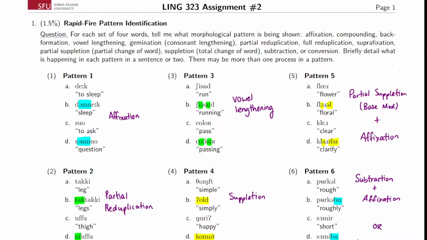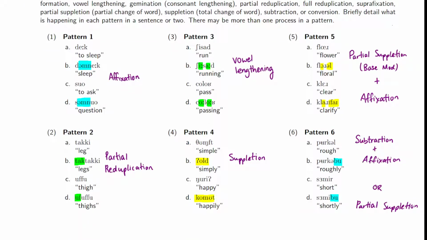All right, let's go through these solutions for assignment 2, starting with question 1. There were 6 patterns here, and I have a lot of things highlighted, but I will walk through each of the 6 patterns and what processes are happening. There are possibly other ways to analyze these, but these are the ones that I have found.